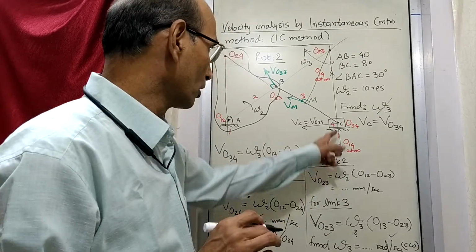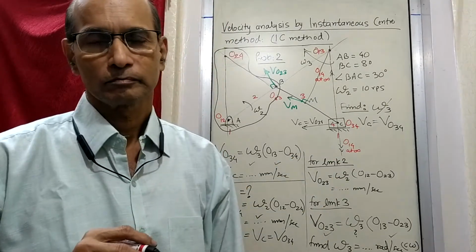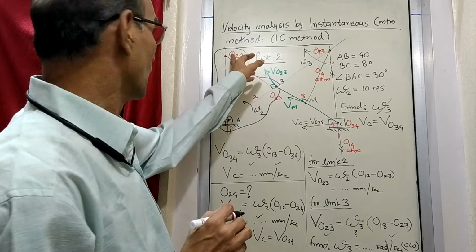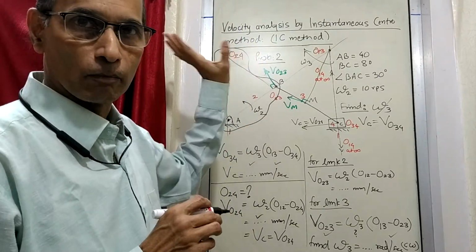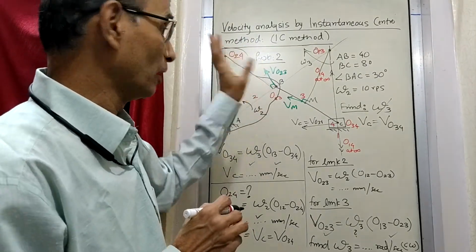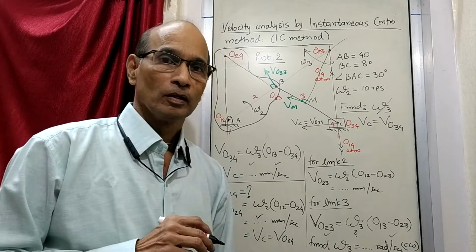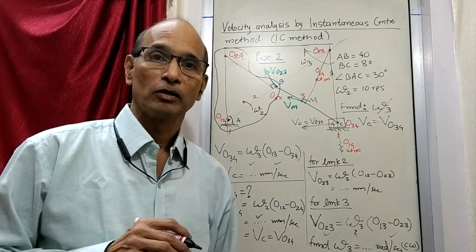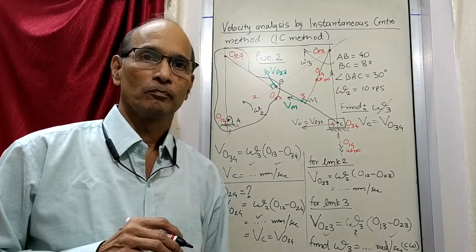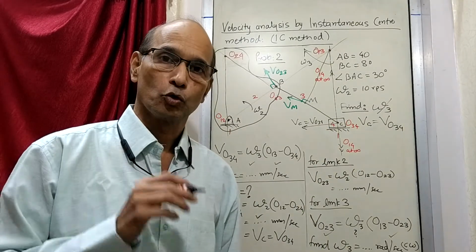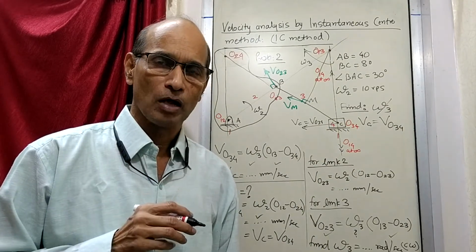Now, what about 4? So now the 2-4 point is lying on link number 2. We can accept it is a part of link number 2. Now we also say that it is a part of link number 4. It is not seen here, but it is so. How is it so? What can you do now?